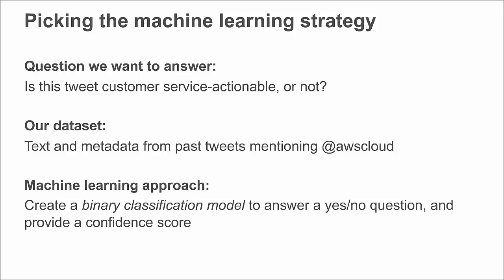And the specific machine learning approach that we'll choose to use here is a binary classification model. Binary classification models are used whenever you have a situation where you need to pick one of 2 possible answers. So yes or no, 1 or 0. In our case, of course, is this tweet customer service actionable or is it not actionable?